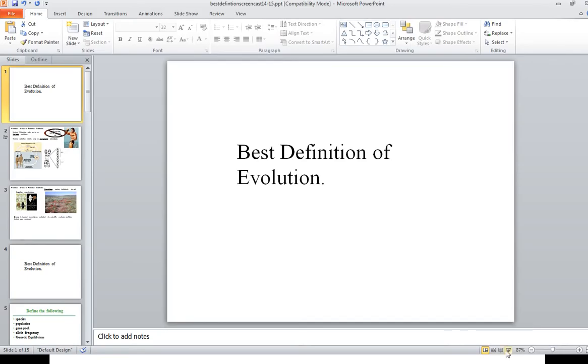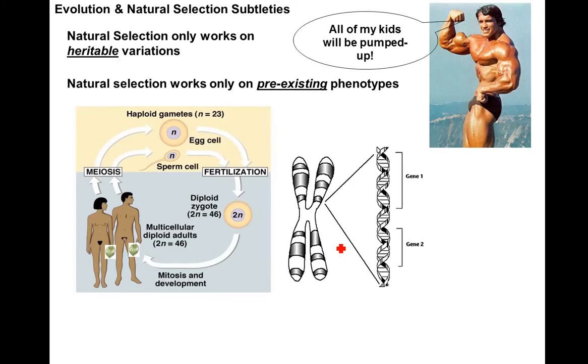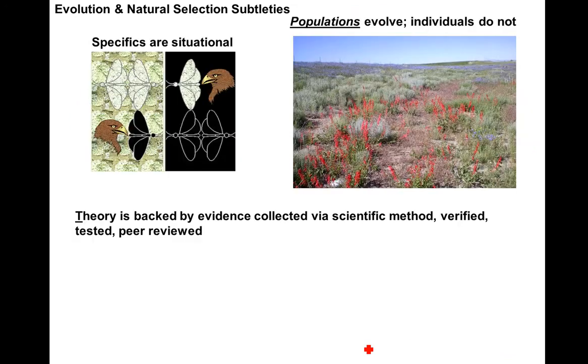And let's run right through it. First, a reminder that evolution and natural selection work on existing heritable traits. They have to work on pre-existing traits, so this isn't going to happen. All right. Now, just a reminder, this is a theory backed by evidence collected over the scientific method and peer-reviewed and tested for quite a long time. And we're still doing work.